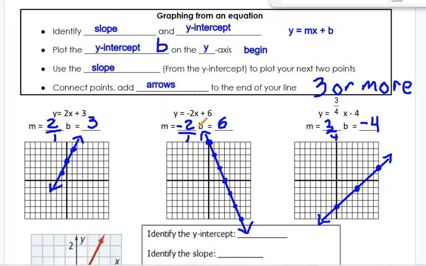You want to start with your y-intercept. That's the b. That's where you begin. So you begin on the y-intercept. That's going to be your first point. From that point, you use your slope to find your next points. And then you connect your dots and make a line.